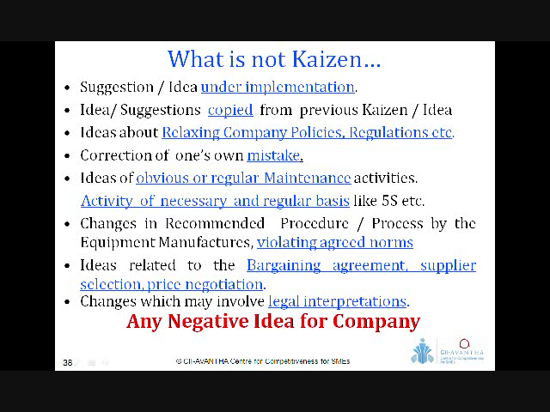Activity which you are doing on a regular basis, like 5S, where you do red tagging, where you do shadow boards, is not a Kaizen. You have created a shadow board, you are not using it, then you start using it again, so this is not a Kaizen. Changes in the recommended process by the equipment manufacturer, where you are violating agreement norms, is also not a Kaizen. You should take manufacturers into confidence.